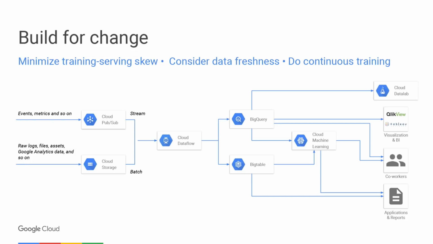And using Google Cloud Machine Learning, or an environment like Datalab with Google Cloud Machine Learning, you can apply some of the principles we discussed previously. What's great is that now you can do this continuously, whether across batch or streaming, which allows you to build for change.